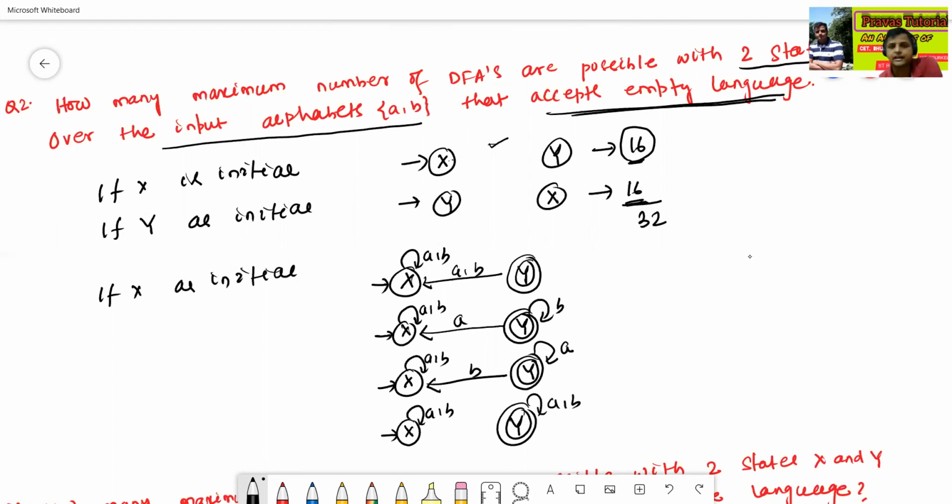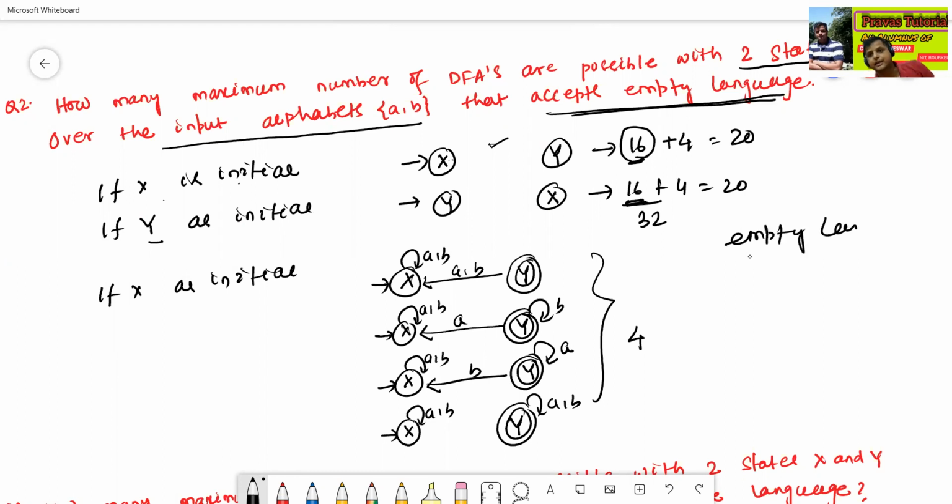Okay, these are the 4 DFAs that will accept the empty language. If X is initial, it will accept 16 plus 4, that means 20 DFAs will accept the empty language. Similarly, if Y is initial, it will accept 16 plus 4 equal to 20 DFAs that will accept the empty language.